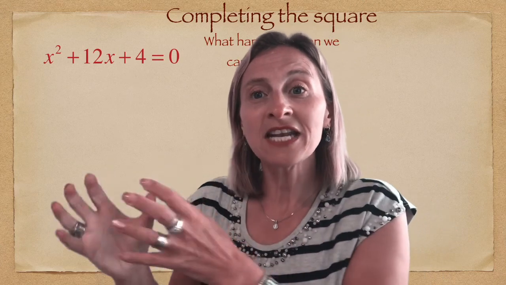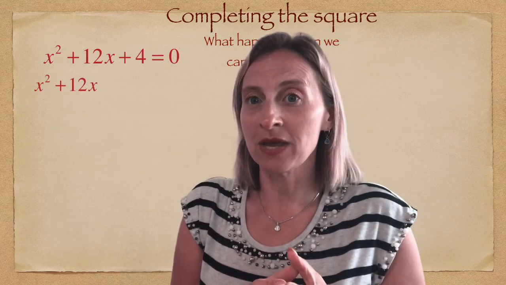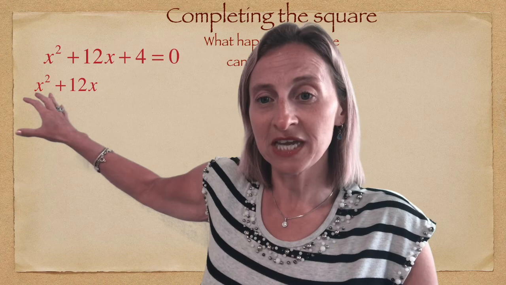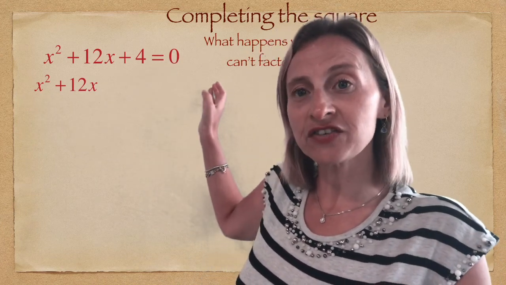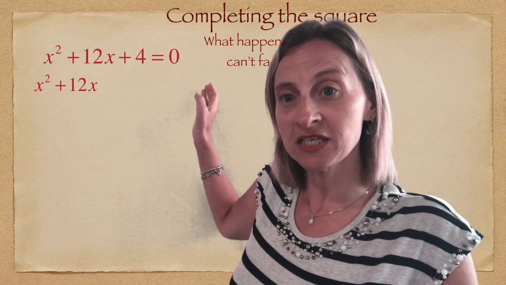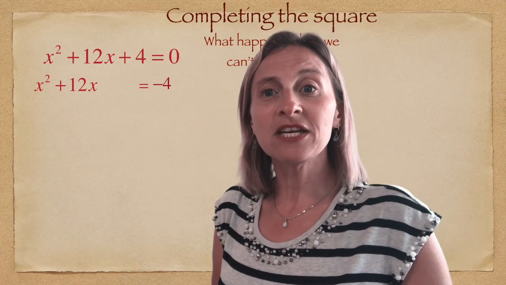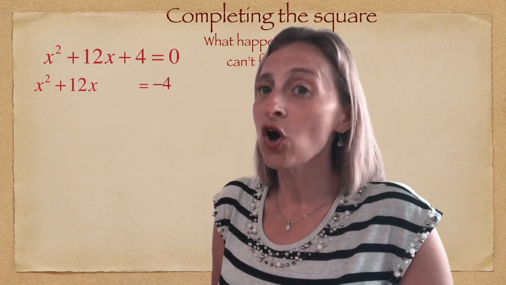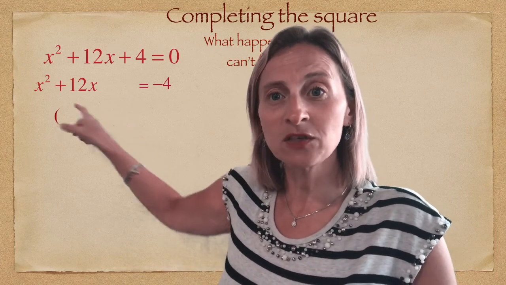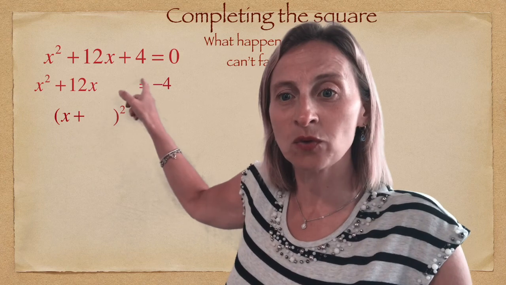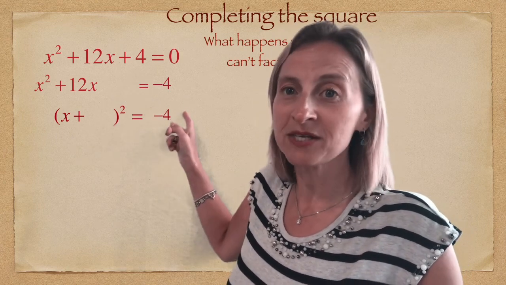So we're going to set it up to get ready to complete the square. We're going to keep the x's on the left, x squared plus 12x equals, and we're going to move the 4 to the other side. So we're going to have minus 4. We're going to make it into a perfect square. That's the whole point of doing this, is making it into a perfect square. A perfect square is x plus something all squared, equals of course our minus 4.